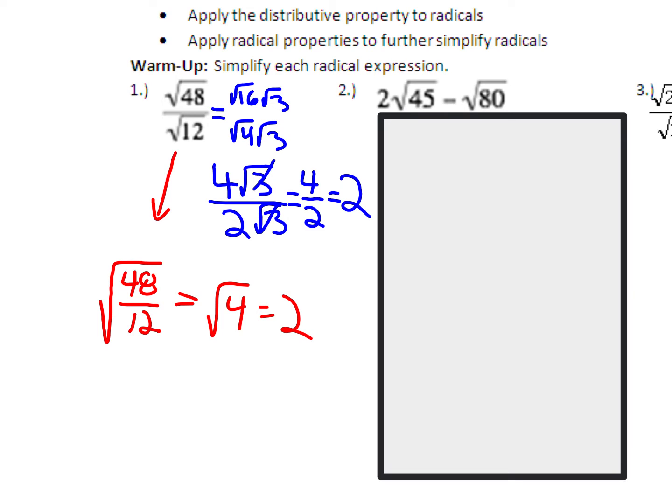Remember, I ask you every single time, you have to ask yourself: product, power, or quotient property? In this case, I see a fraction bar, so that's the indicator that we're going to use the quotient property, right? Since I'm going to use the quotient property, I can actually glue those back together. 48 divided by 12 is 4, and then the square root of 4 is 2.